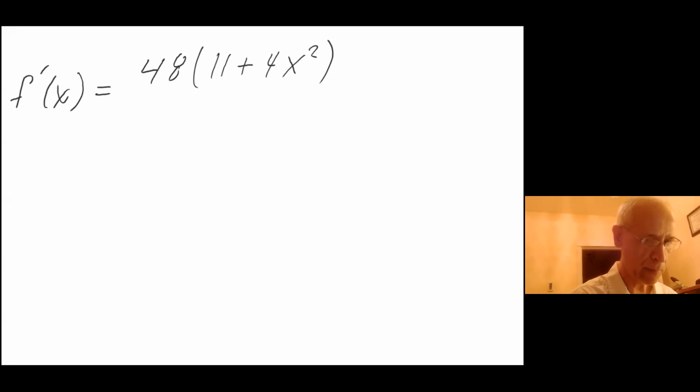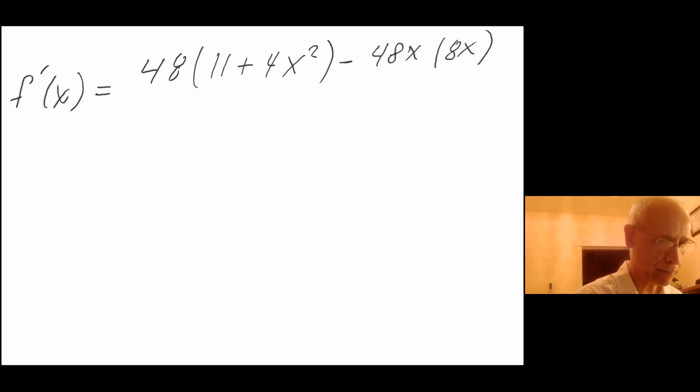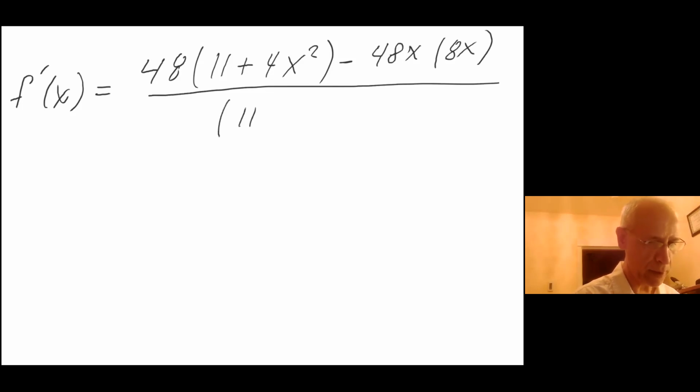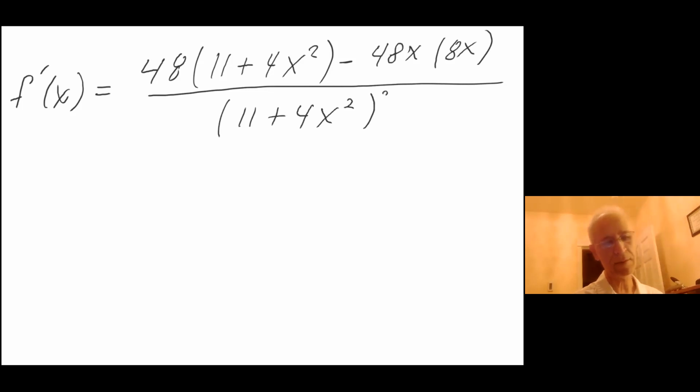So, using the quotient rule, I'm going to have f prime of x equals 48, the derivative of the top, the derivative of 48x is 48, times the denominator untouched, 11 plus 4x squared, minus the top untouched, 48x, times the derivative of the denominator, which is 2 times 4 is 8, so 8x, all over 11 plus 4x squared, all that to the second power.